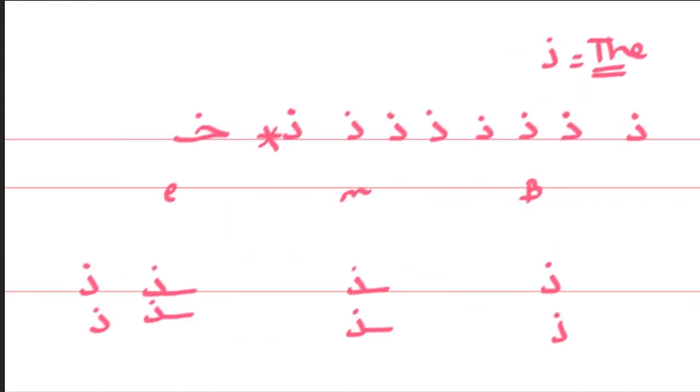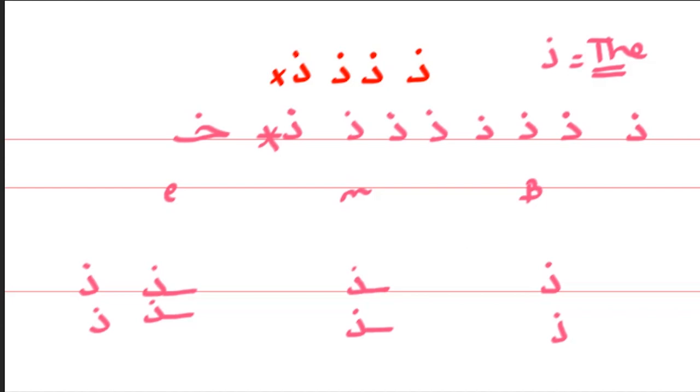So let's go through all the 4 letters of today. So dal is our first letter. How you draw dal: curve, straight, stop, and a dot on top. Dal. Dal. Okay? Again, it does not connect to this side, it connects to that.